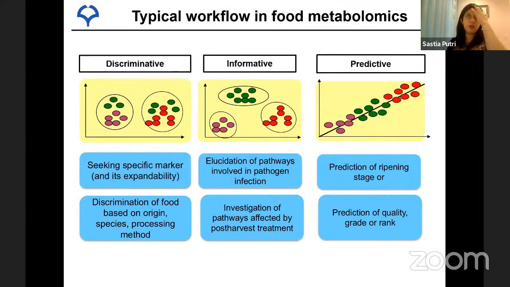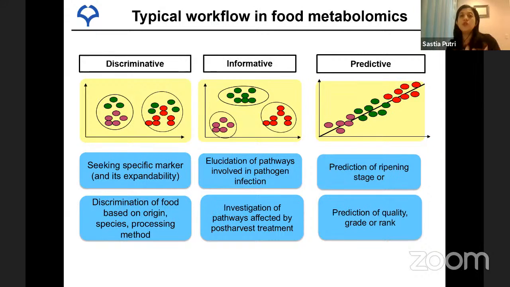This is one of the examples I mentioned, how metabolomics can assist in investigating the cause of disease, for example, what happens after a pathogen infects a particular plant. And then we could see the changes in the metabolism or the self-defense response. And then this could give us information on how we could detect these infections early, or develop a biocontrol agent to prevent these plant infections.